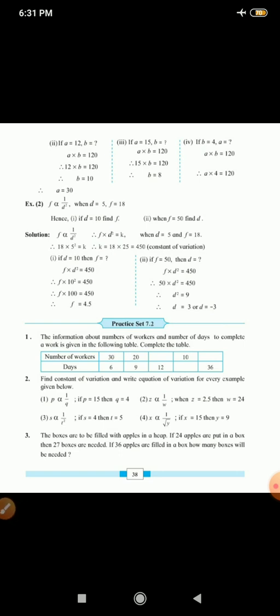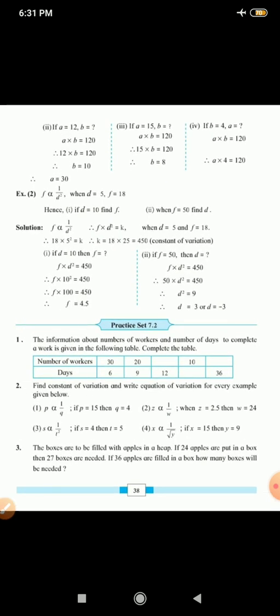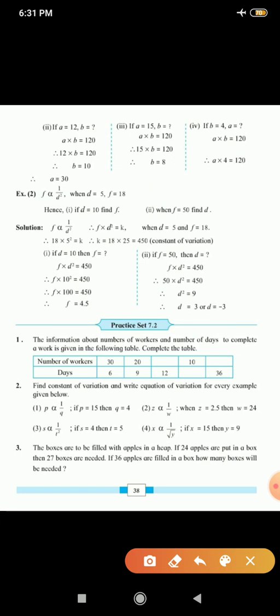If A is equal to 12, B is equal to question mark, or find B. A into B is 120. Therefore, 12 into B is equal to 120. Therefore, B is equal to 120 upon 12. So, B is equal to 10. Third one, if A is equal to 15, find B. A into B is 120, we know that. So, 15 into B is 120. So, B is equal to 120 upon 15, that is equal to 8.